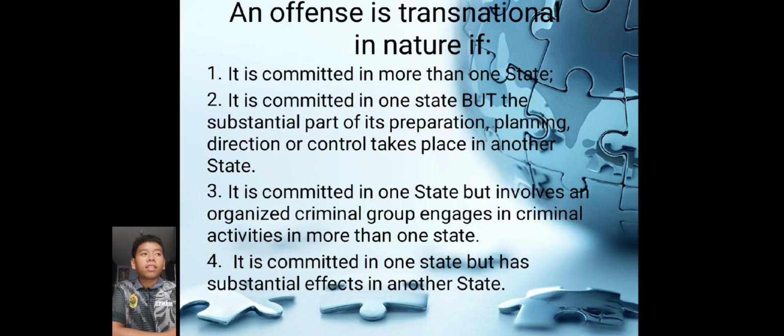Thus, an offense is transnational in nature if it is committed in more than one state. Second, it is committed in one state, but a substantial part of its preparation, planning, direction, or controlling takes place in another state. Third, it is committed in one state but involves an organized criminal group engaged in criminal activities in more than one state. Fourth, it is committed in one state but has substantial effect in another state.